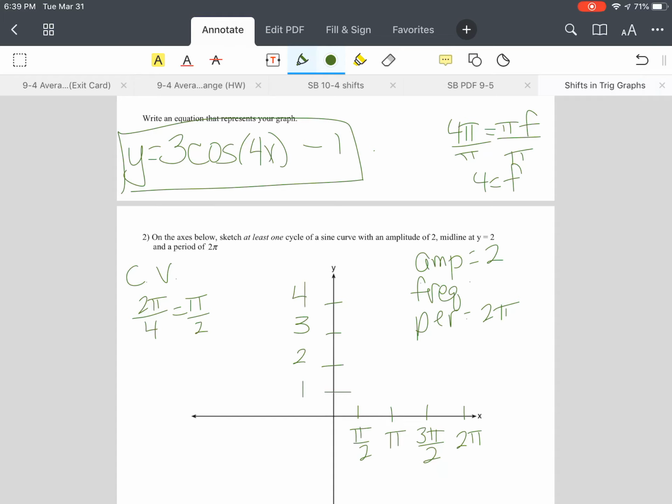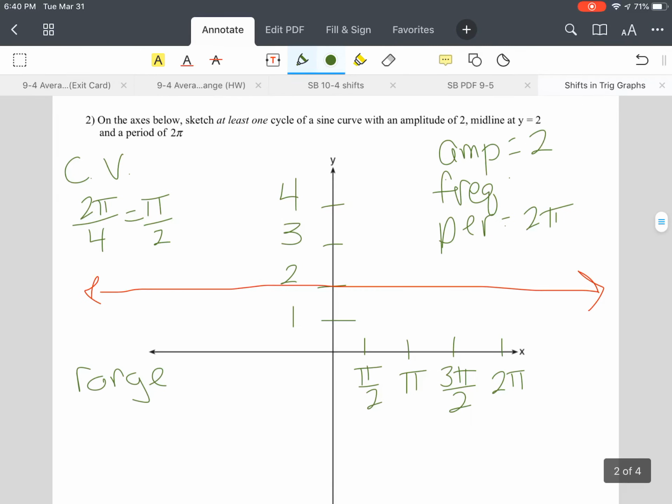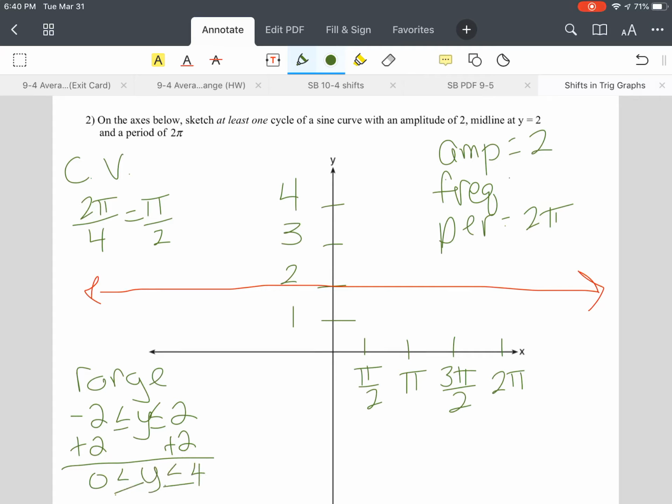Okay. So the midline is at y equals 2. So I'm going to draw that in. And then it probably would be a good idea to get the range. So remember how we did that, or how I like to do it: the range would have been -2 to 2, since that's the amplitude, but everything got moved up 2. We had a shift of 2. That's why the midline is at 2. So then my lowest is now 0, and my highest is now 4. Okay, I think I have everything I need to graph.